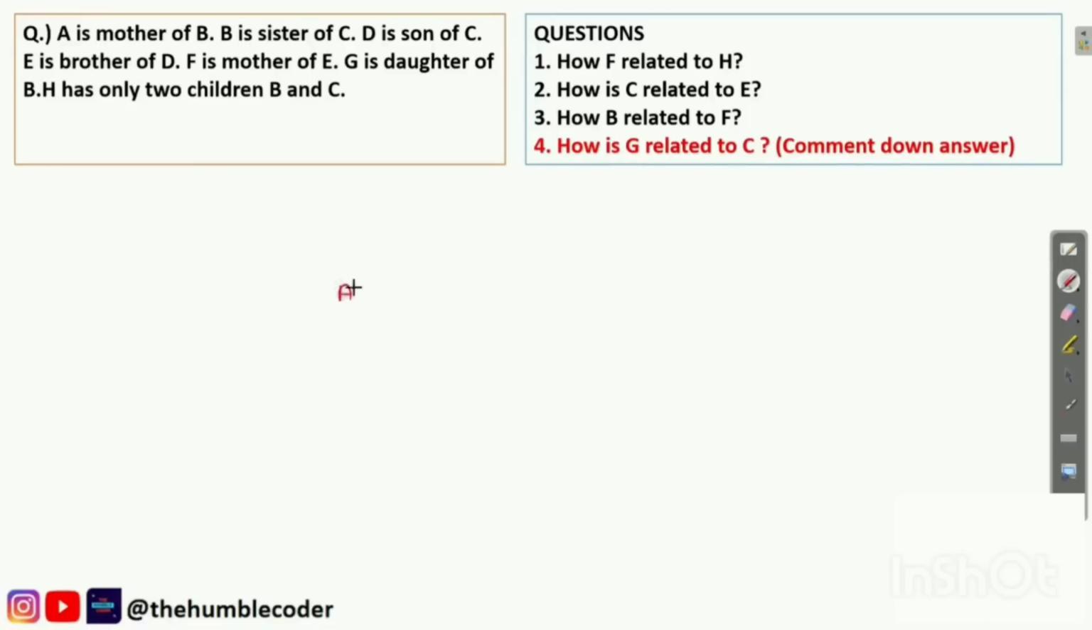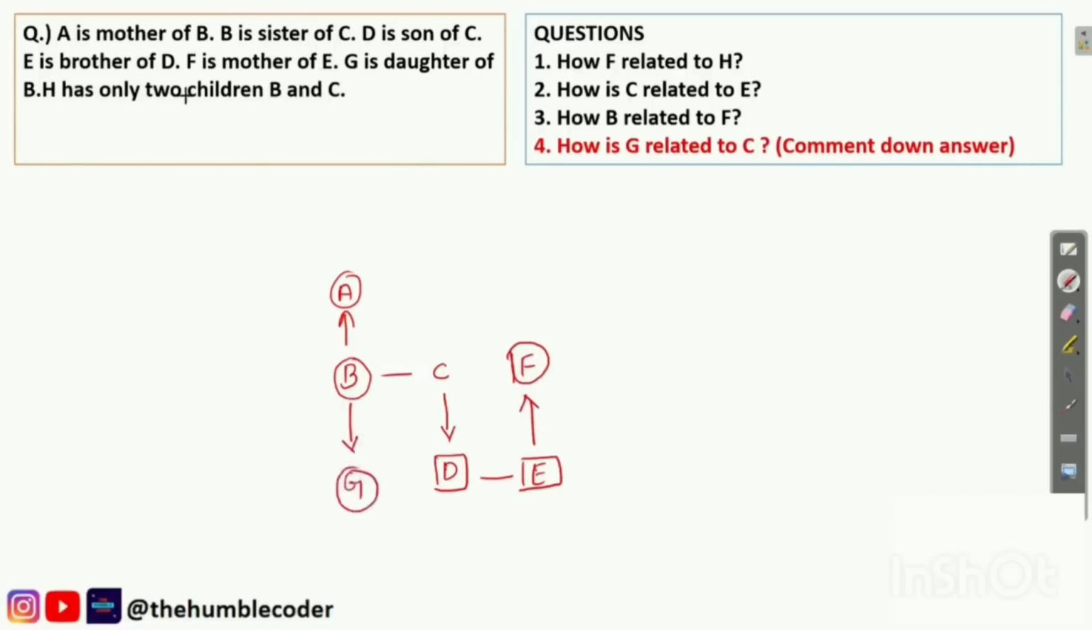A is mother of B. B is sister of C. D is son of C. E is brother of D. F is mother of E. And G is daughter of B. H has only two children, B and C. So B and C are here and the mother is already there, so H will be the father.